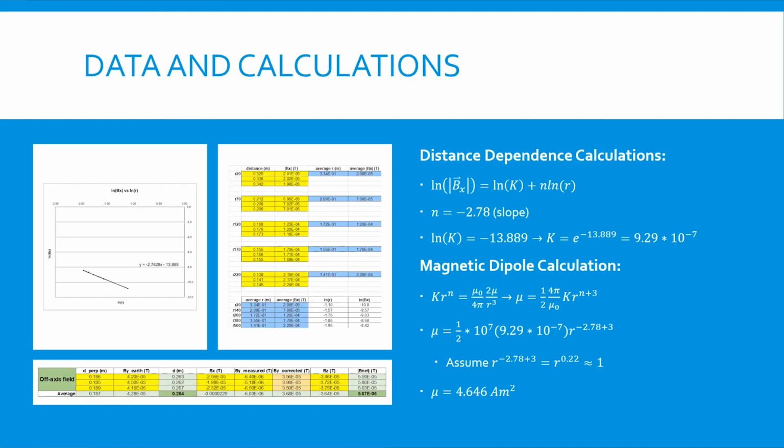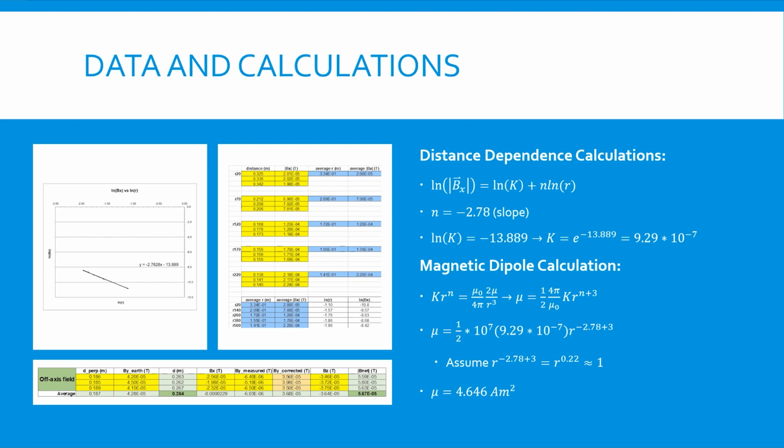After determining the distance to the observation location for each of the magnetic field quantities, I plotted the natural logs of the magnetic field and corresponding distance to achieve a linear plot that showed n equals negative 2.78 and k equals 9.29 times 10 to the negative 7th. The expected n is negative 3.